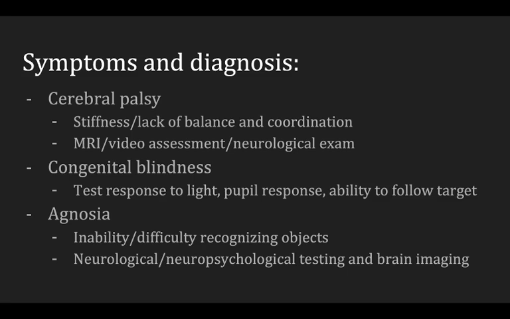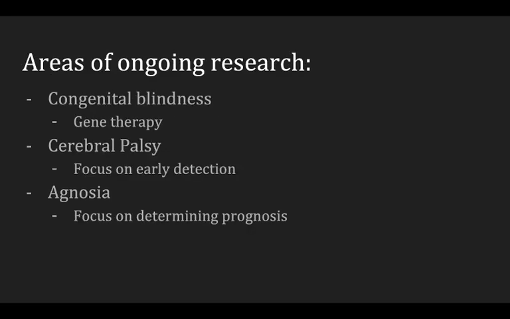So you can have tactile agnosia, which means you have difficulty using your hands and the sense of touch to identify objects, or you can have visual agnosia, so you have difficulty using your visual system to recognize certain things.